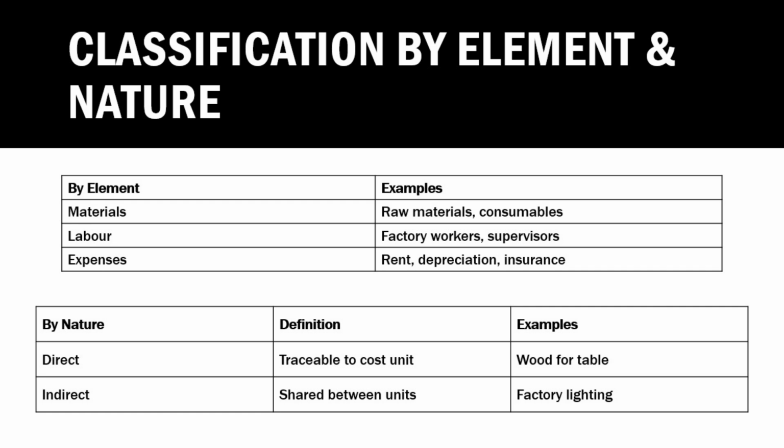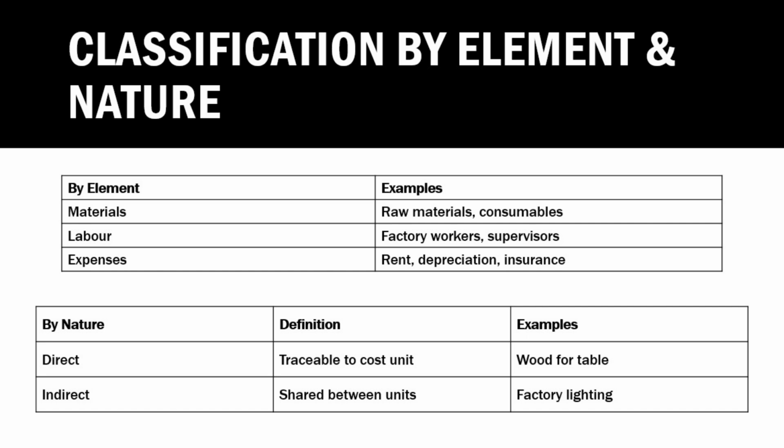On this slide, we classify cost in two more ways, by element and by nature. First, by element. We break cost into materials, labor, expenses. This is just describing what the cost actually is. Example, materials could be raw materials. Labor could be factory workers or supervisors. Expenses could be insurance, rent, depreciation.